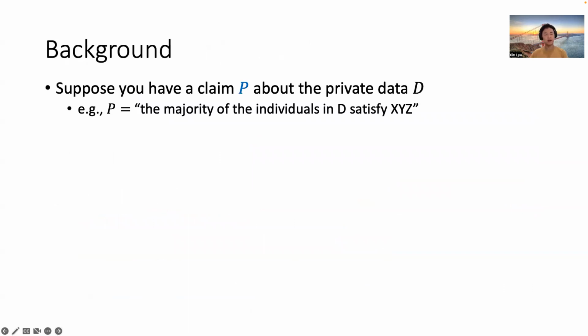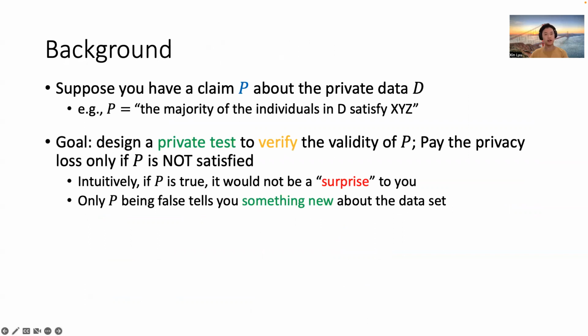Suppose you have a claim P about your private data D. For example, the claim can be that the majority of the individuals in the data set satisfy a given property. Now, you would like to design a private test to verify the truthfulness of P. And you also want to pay the privacy loss only if P is not satisfied. This requirement is intuitive and natural, because if the claim is indeed satisfied, it would not be a surprise to you. Because you came up with the claim, you don't need to learn anything new from this verification.